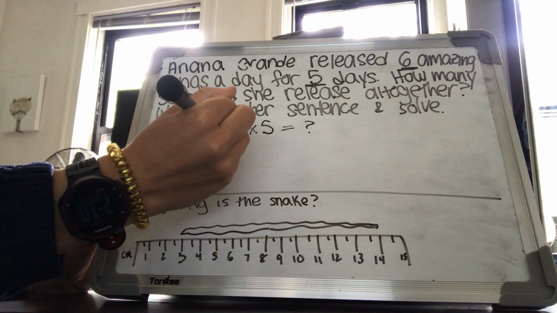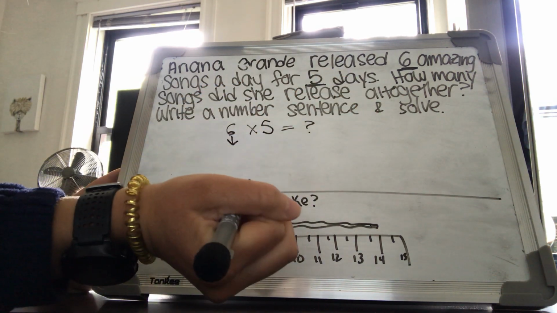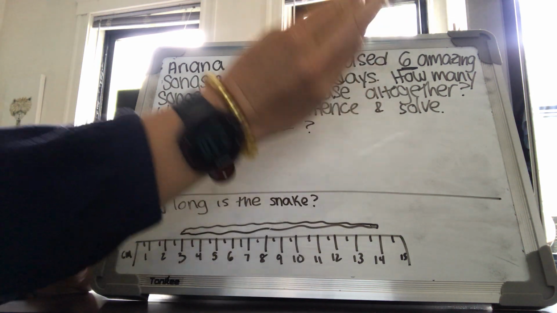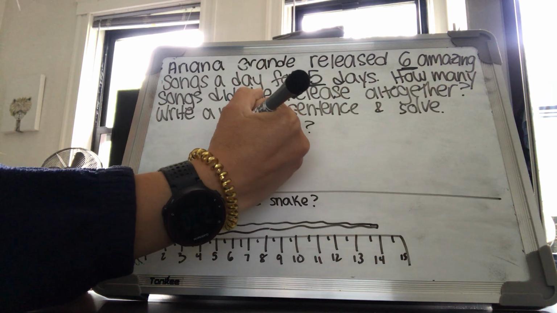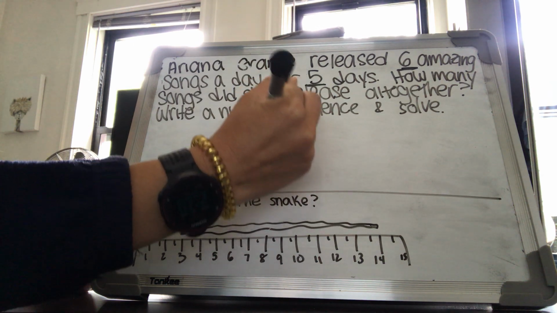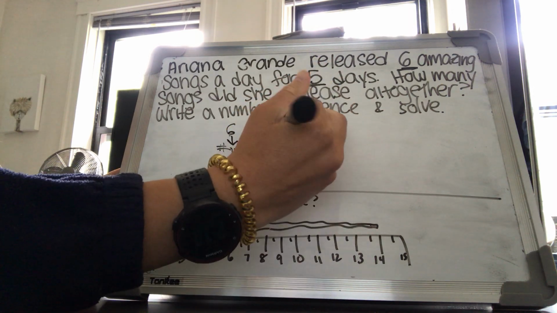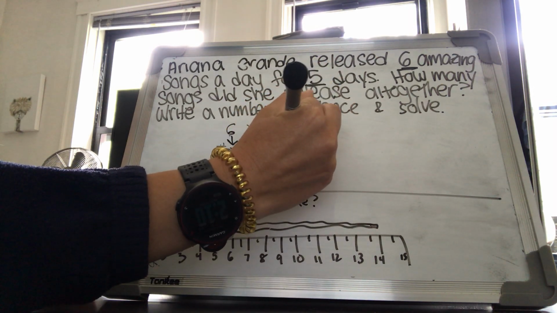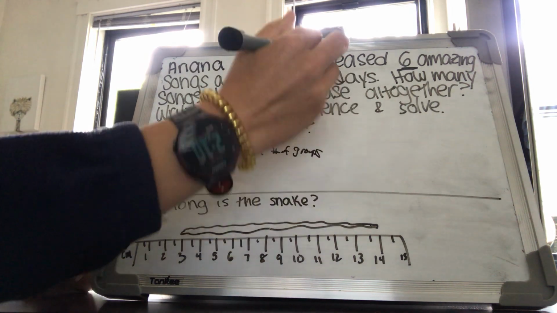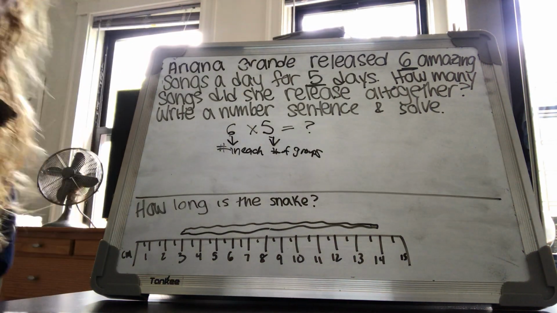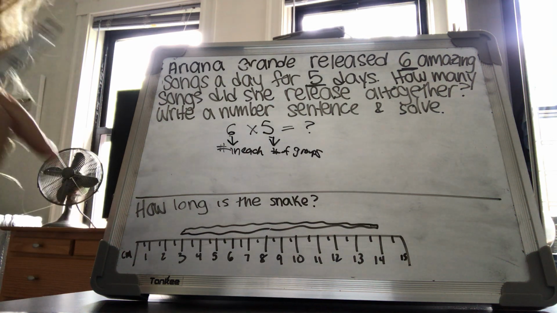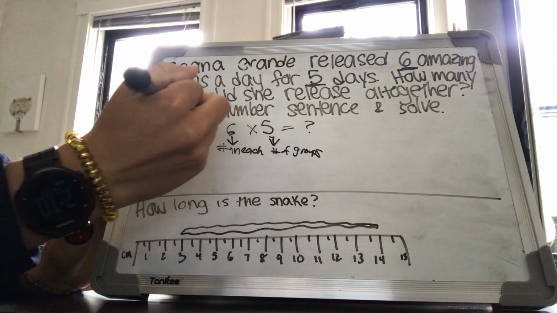Now, what does that 6 represent? Is that the number in each or the number of groups? Well, let's see. She had 6 songs each day, so that's the number in each. And 5 is the number of groups because that's how many days she released songs for. There's a couple different ways that we could solve. I'm going to show you 2 smart ways.